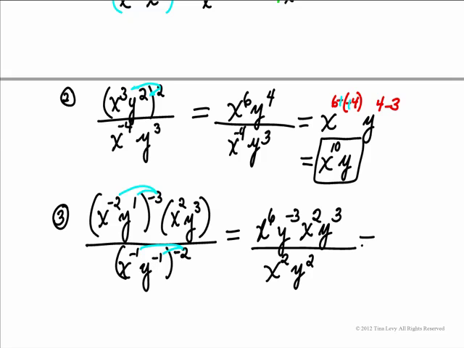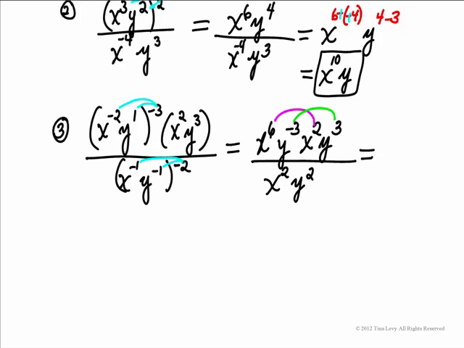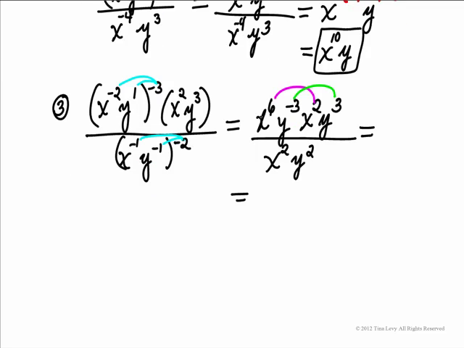At this point, we've got x's appearing as a base more than once. So when you have the base appearing more than once like that, that's going to tell you you're going to add. So we are going to add the exponents here, and we're going to add the exponents here. So doing that, we get x to the 6 and 2 is x to the 8th, y to the negative 3, y to the 3. Negative 3 plus 3 is y to the 0.